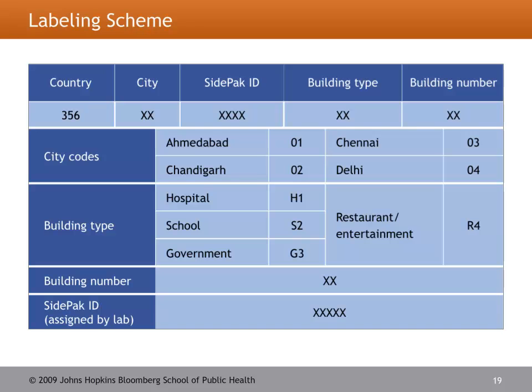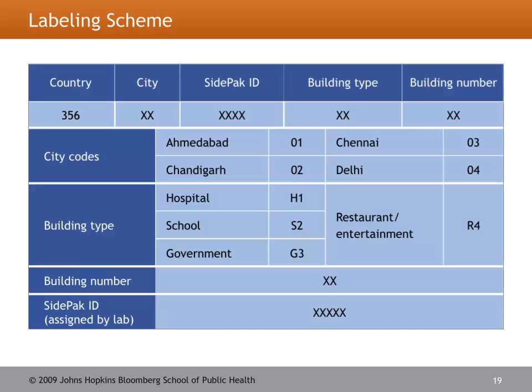For the label, as you saw on our observation sheet in the previous couple of slides, we have a space for country, city, side pack ID, building type, and building number. Here you see the country code of 356, which is the United Nations country code for India. We followed the United Nations country code, but if you were doing a multi-country study, you wouldn't necessarily have to use that code. You could come up with your own numbers. Or if you were only conducting a study within your own country or city, it may not even be necessary to include the country code.